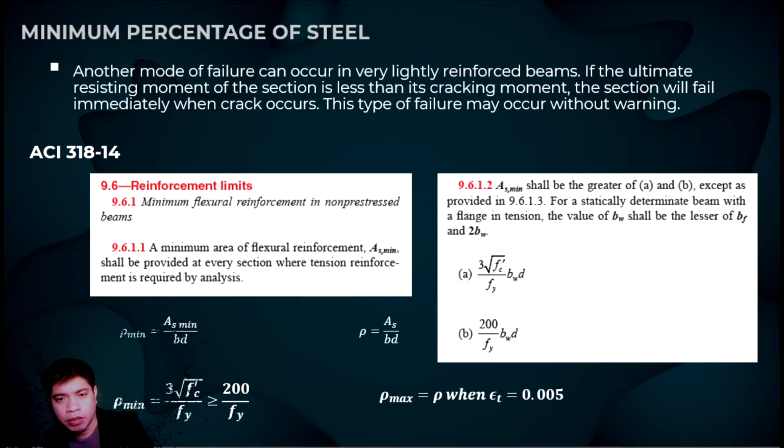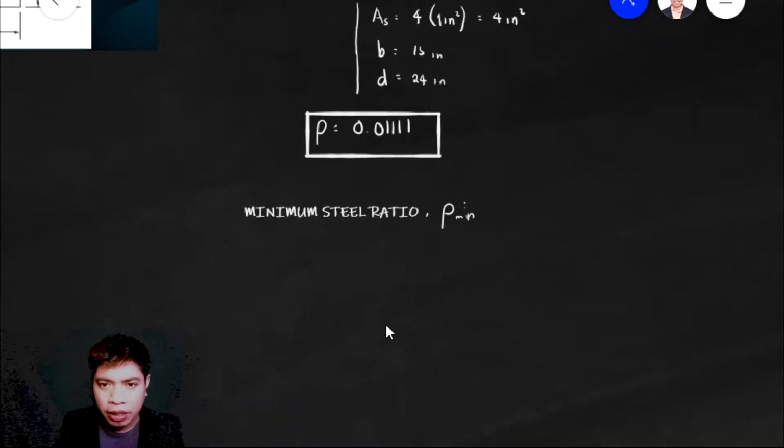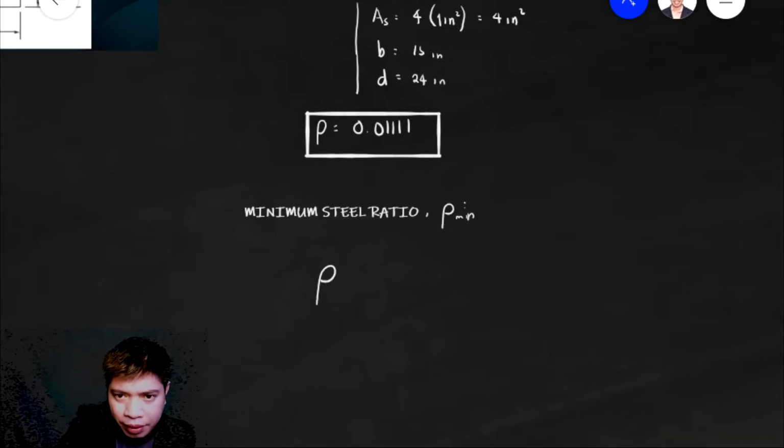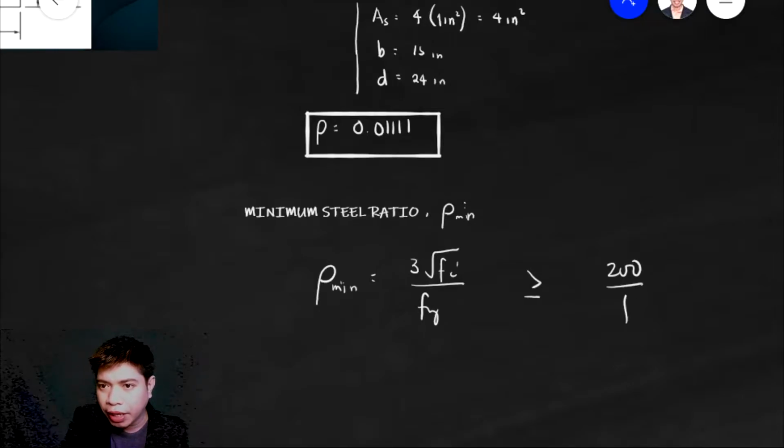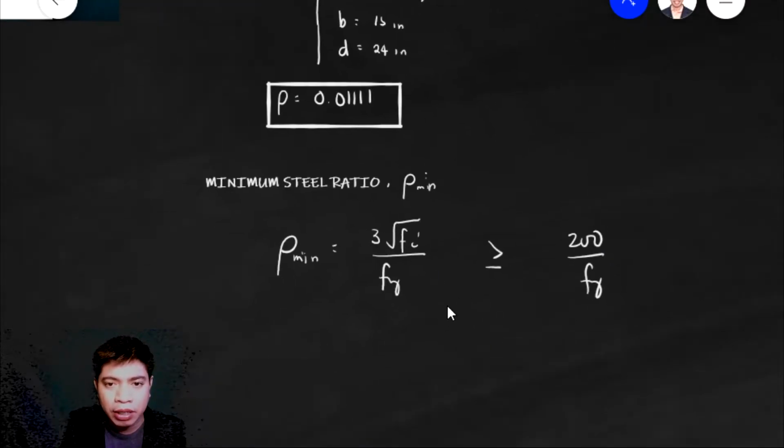Okay? So, isolve natin guys yung ρ minimum. So, balik tayo dito sa ating whiteboard. Okay? So, para sa ρ minimum natin, that is, yun nga, yung 3 square root of f sub c prime over f sub y. Okay? And this must be greater than or equal to 200 over f sub y. Okay, so para klaro tayo guys, ito yung gagamitin kung mas malaki ito kesa dito. Pero kung mas malaki ito, then ito yung gagamitin natin. Pero kung equal sila, edi pareho lang yung gagamitin natin.